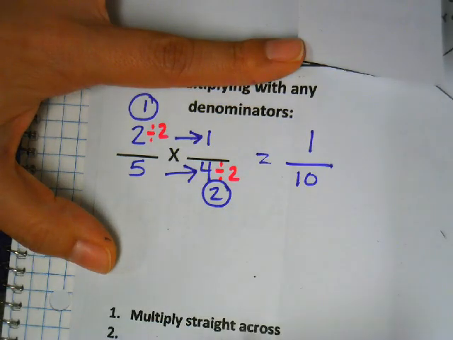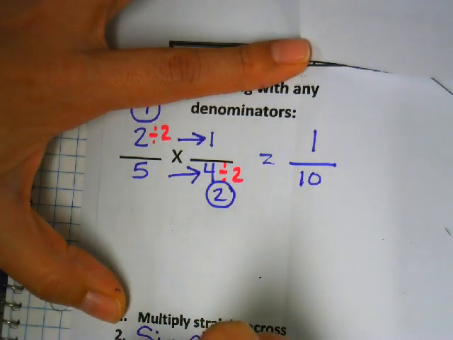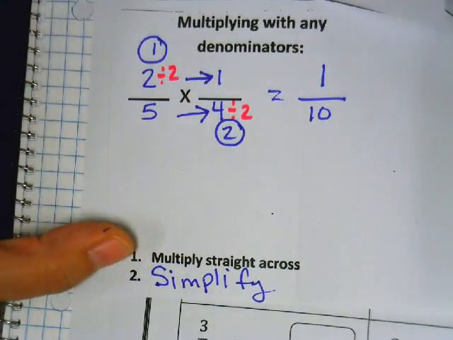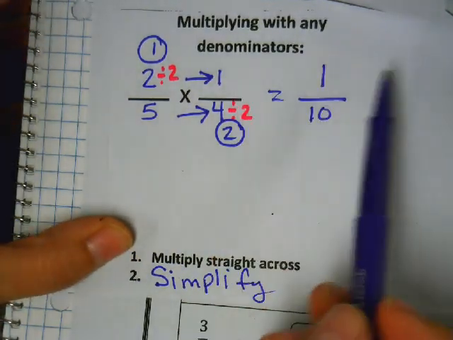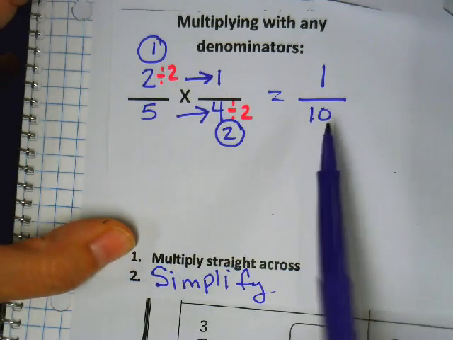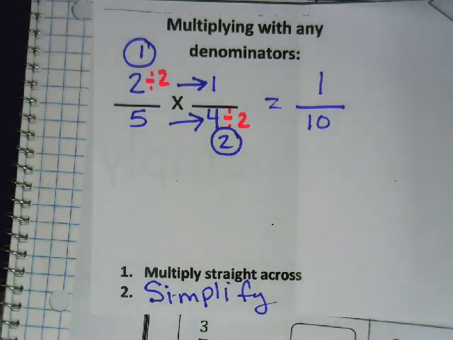Multiply straight across, and then number 2 is always to simplify. You always want to double check your answer. What if you can simplify it one more time? So multiplying with any denominators, you multiply straight across. So this gives you 1 over 10. Multiply straight across and simplify. We will be adding one more example tomorrow on this one.